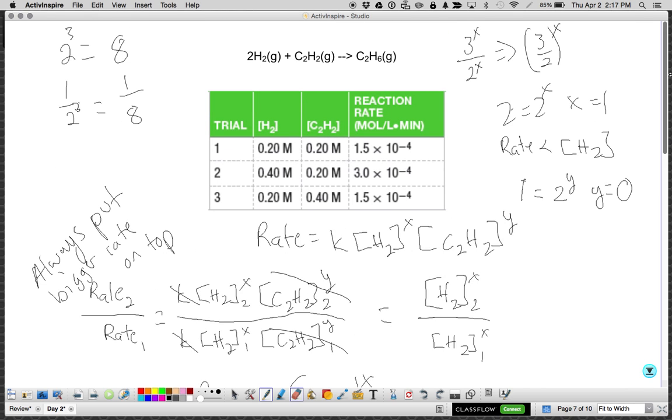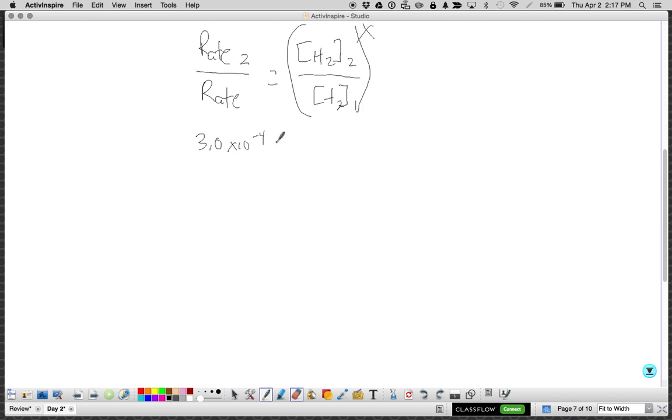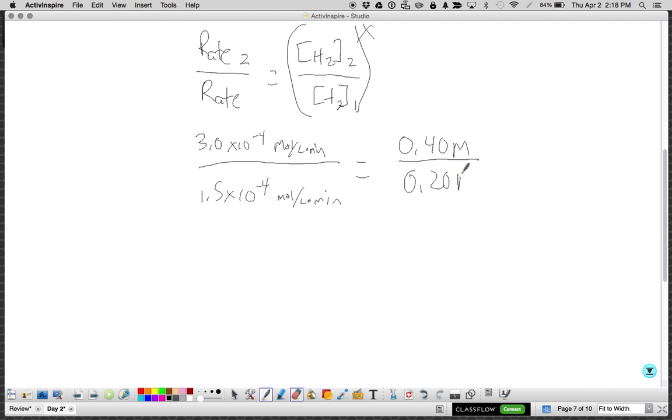And the rate in this one is moles over liters times minutes. And 1.5 times 10 to the minus 4 moles over liters times minutes equals concentration of H2, 0.40 molar over 0.20 molar, all of this raised to the power of x.